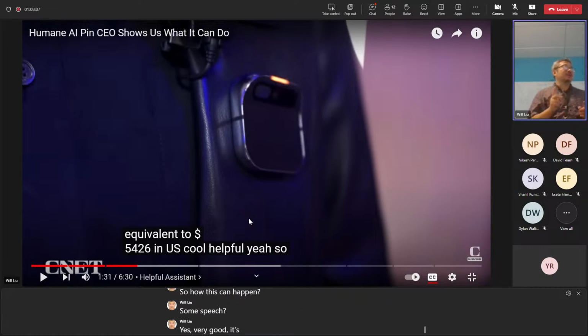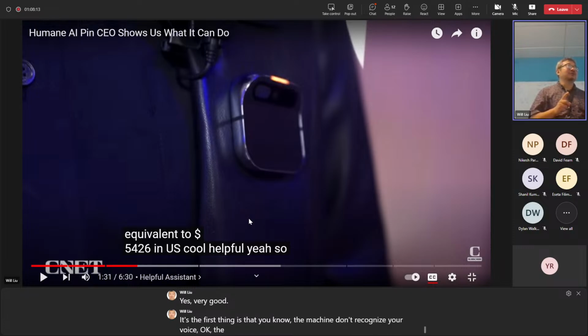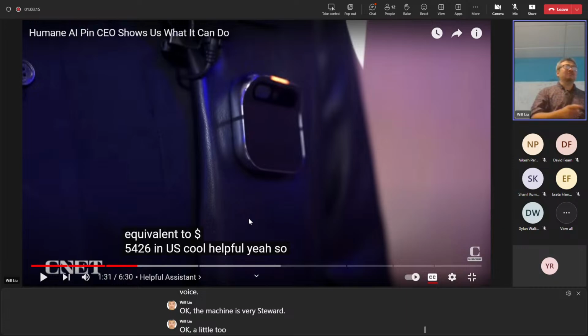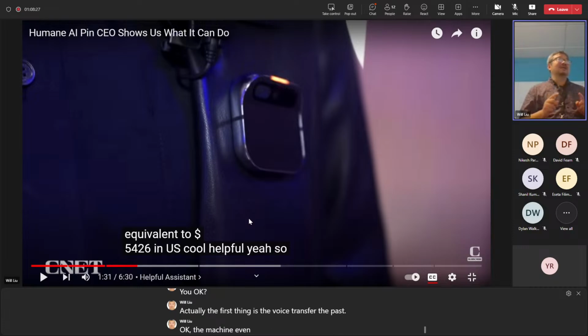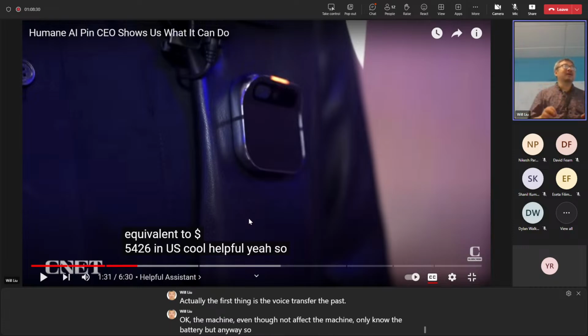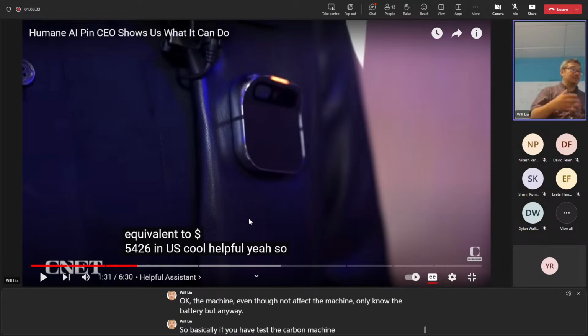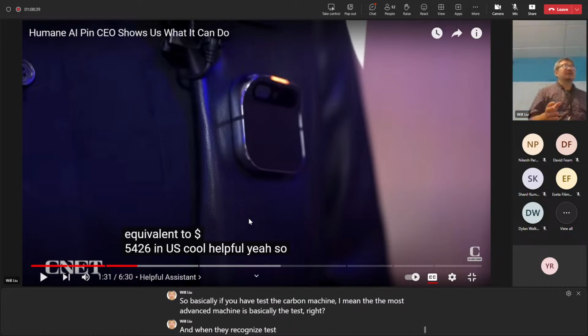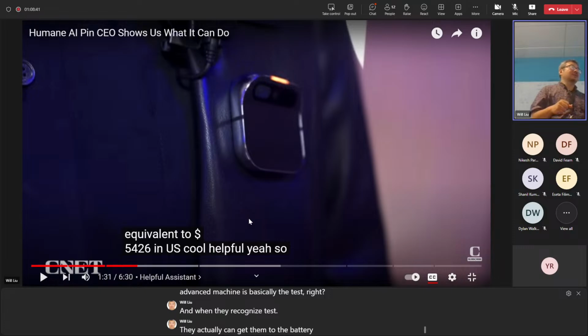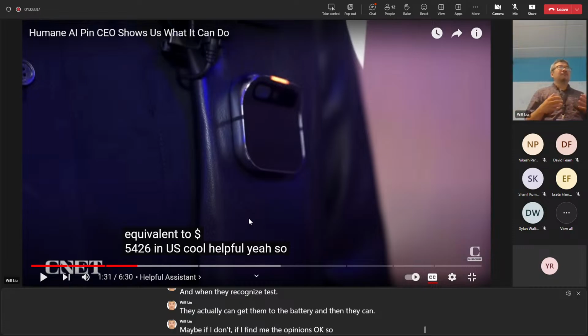Yes, very good. The first thing is the machine doesn't recognize your voice. The machine is very stupid. Later you think, oh, why can the machine understand me? No, the machine cannot understand you. Actually, the first step is that the voice is changed to text. The machine doesn't even know text, it only knows binary. But the most advanced machines can recognize text, convert it to binary, and keep finding the meanings.